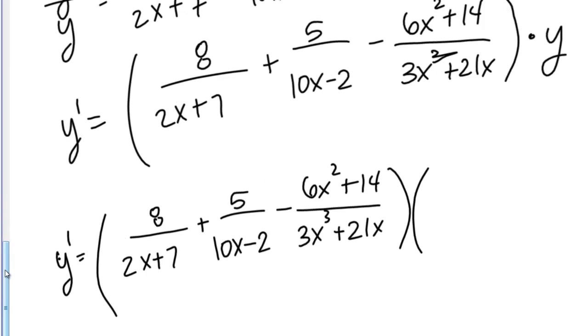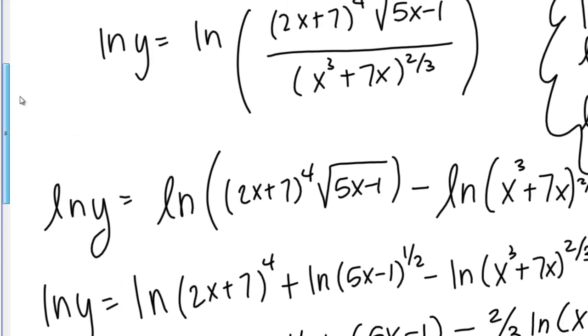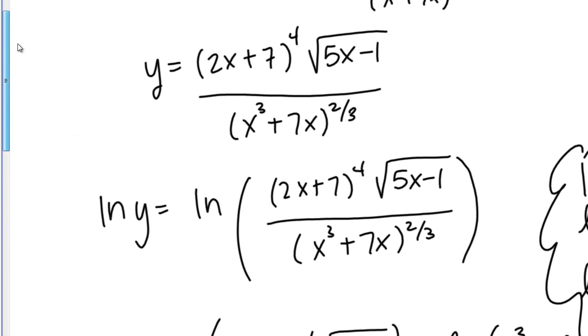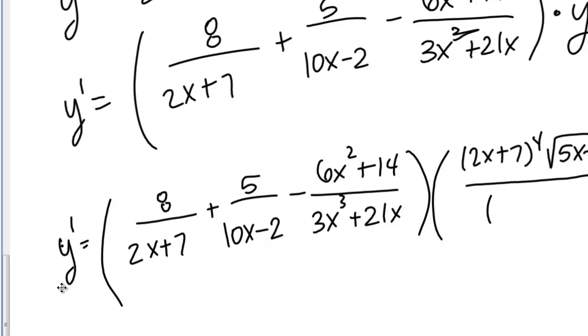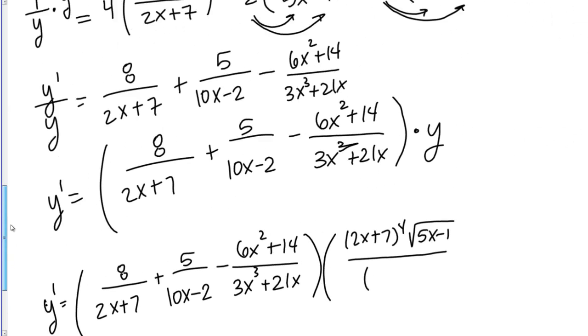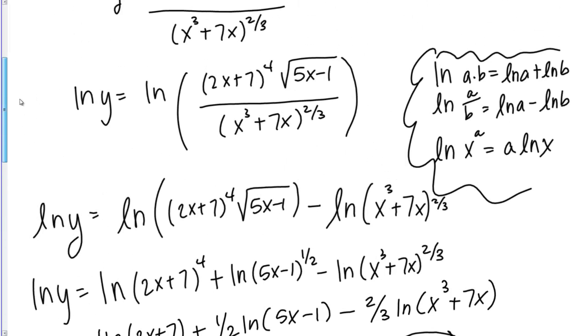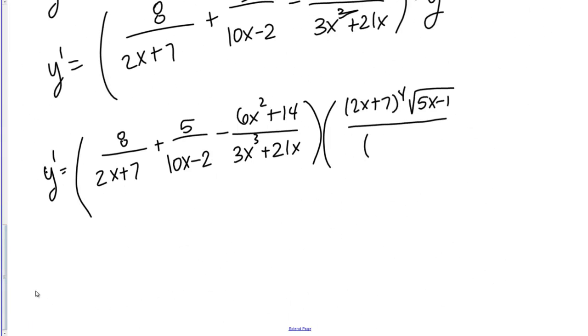Okay, so I don't remember what y is, so let's go look. So 2x plus 7 to the 4th, square root of 5x minus 1, over x cubed plus 7x to the 2/3.